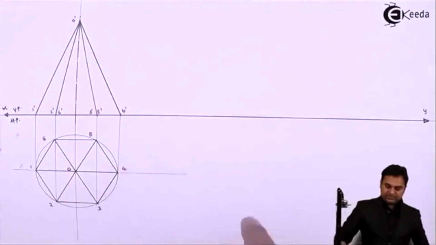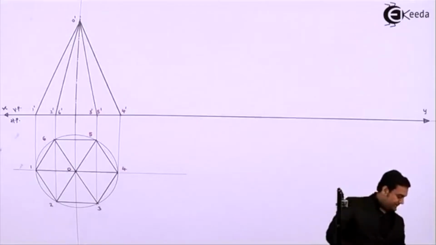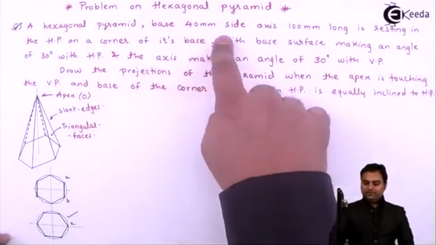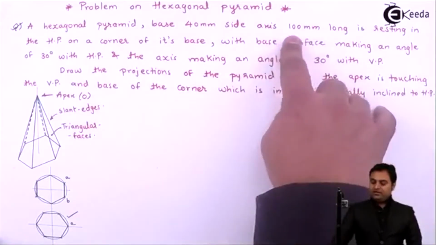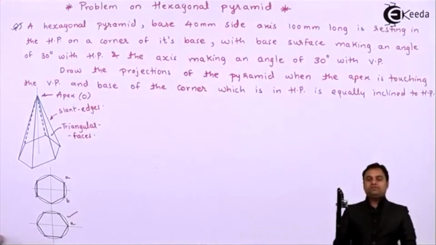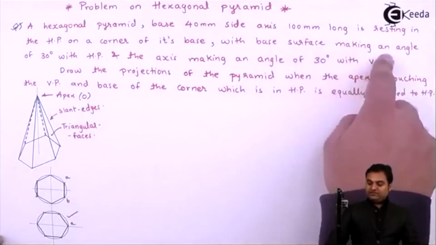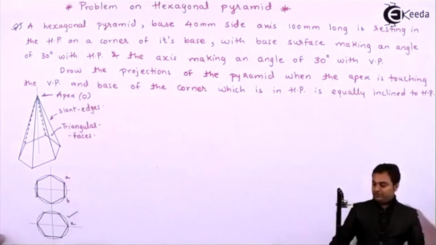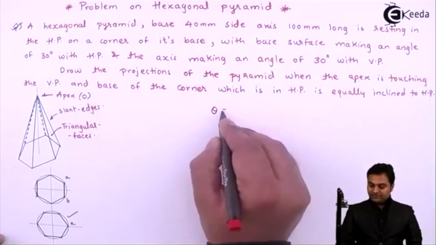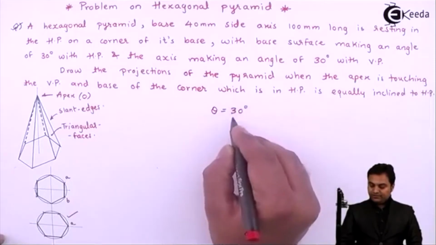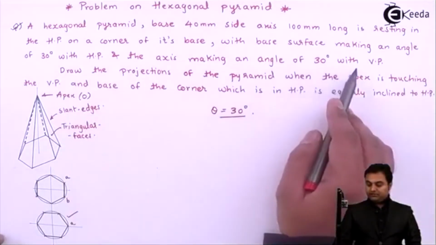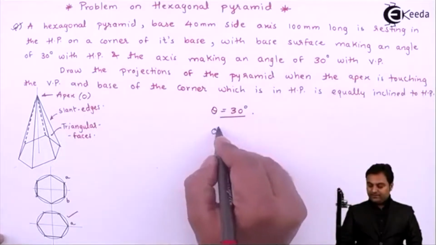The next condition is, after we have completed this, it is given that a hexagonal pyramid, base 40 mm side, axis 100 mm long, is resting in HP on the corner of its base. That we have completed, with the base surface making an angle of 30 degree with HP, inclination with HP, that is theta. So theta is 30 degree, and the axis making an angle of 30 degree with VP, that is phi.